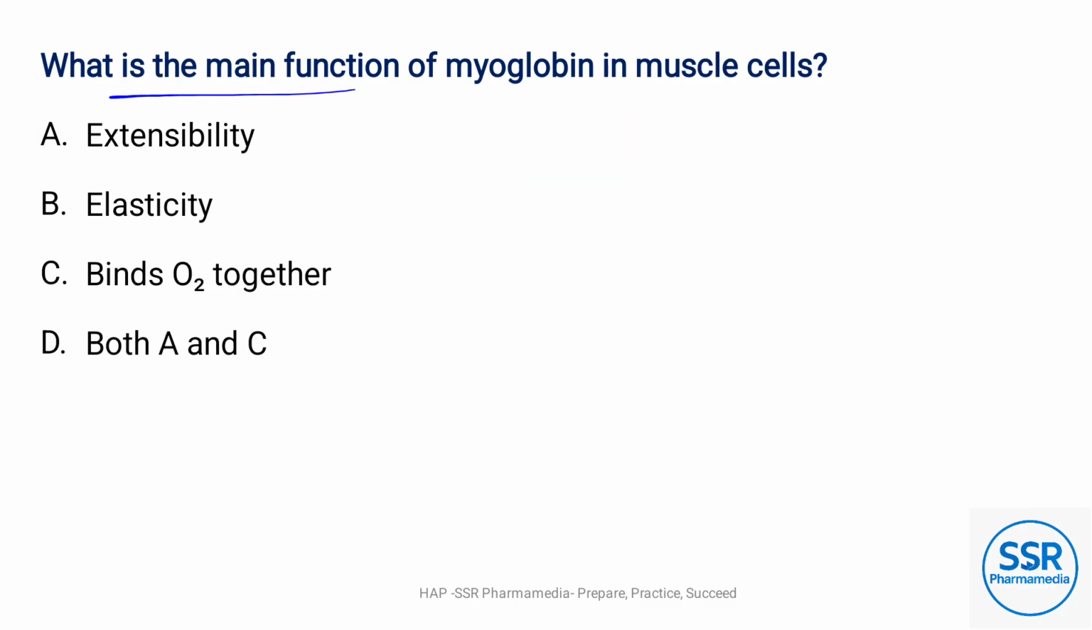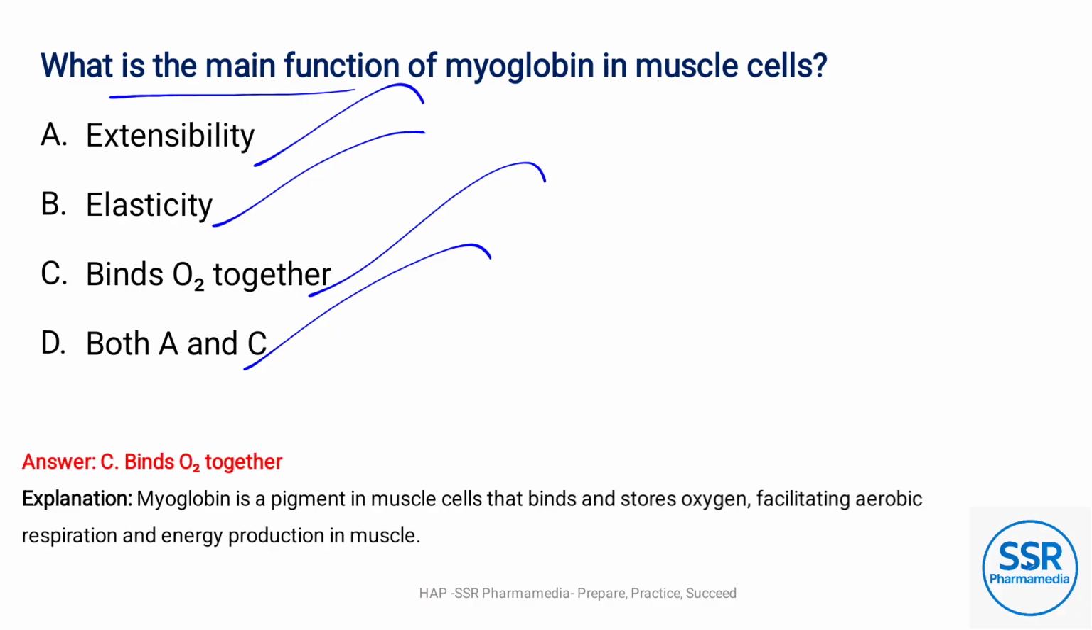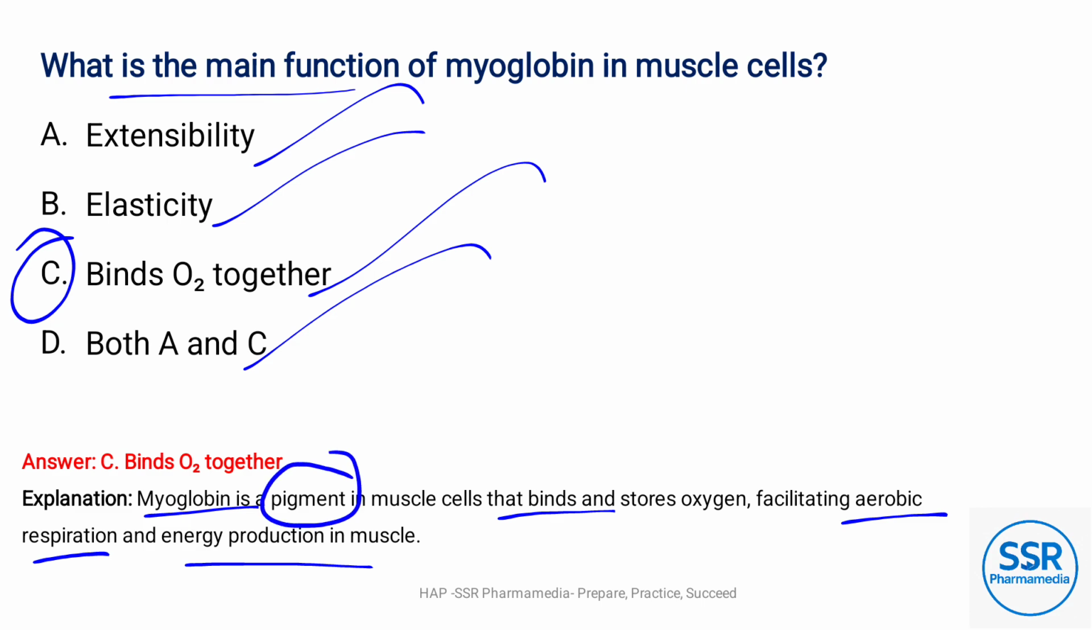Next, what is the main function of myoglobin in muscle cells? Option A, extensibility. Option B, elasticity. Option C, binding oxygen. Option D, both A and B. So the answer is option C, binding oxygen. Myoglobin is a pigment in muscle cells that binds and stores oxygen, facilitating aerobic respiration and energy production in muscles.